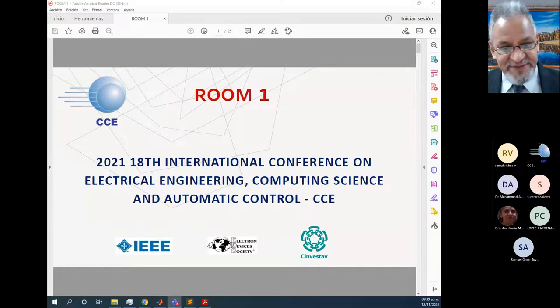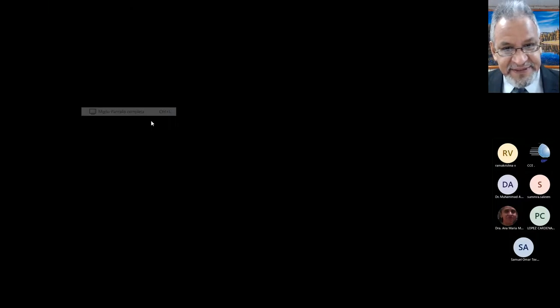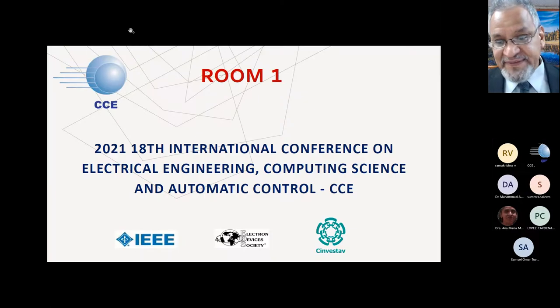The next presentation will be given by Summra Saleem, with the paper Supervised Neural Network for Forgery Detection of Offline Handwritten Signature.